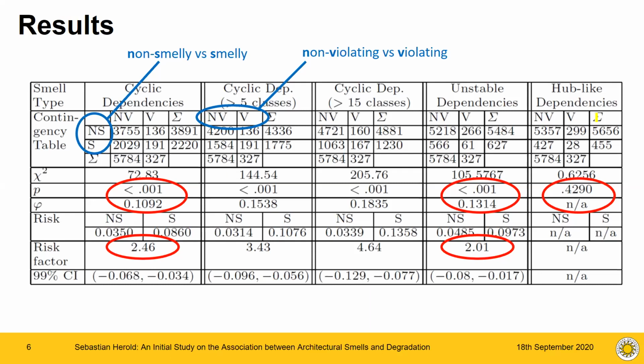And interestingly, we looked at something else, namely when toying around with Neo4j, we noticed that dependencies being part of cycles of at most 5 classes were never violations. So we looked at cyclic dependencies with more than 5 classes and more than 15 classes and found out that it's even more likely to find violations among them than in the rest, than in the other smells.